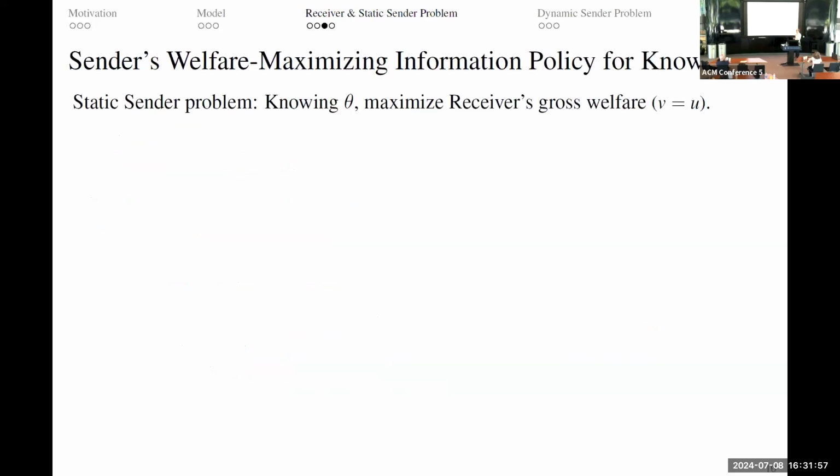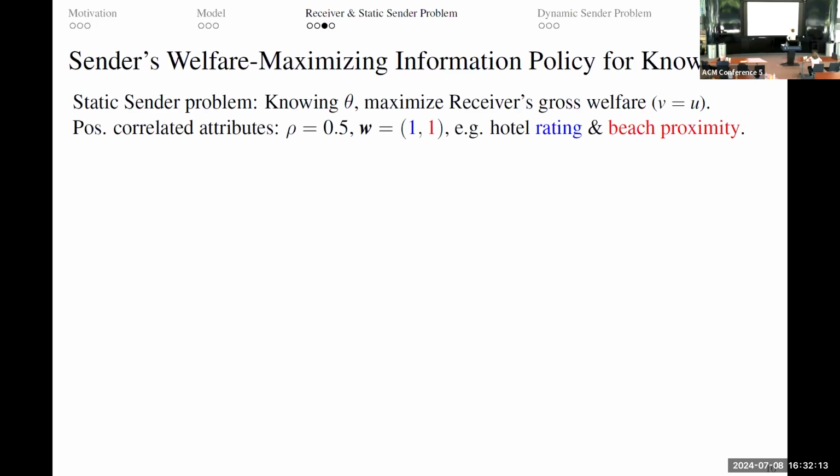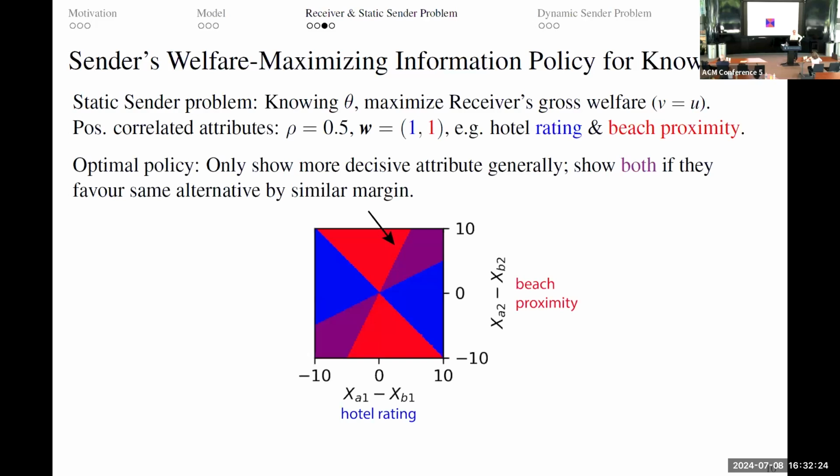So with this solution to the rational inattention problem in place, we can now think about the sender problem, which is to choose a welfare maximizing information filter. And I'll first show you how this looks for the case in which the sender does know the receiver's preferences. We can do so in an example where our attributes are a hotel rating and the proximity to the beach of that hotel, both of which we care about equally and which happen to be positively correlated. And as it turns out, we can very nicely specify the optimal policy. So that's the welfare maximizing information filter choice of the sender, knowing the receiver type.